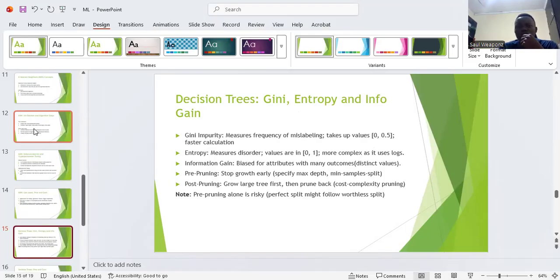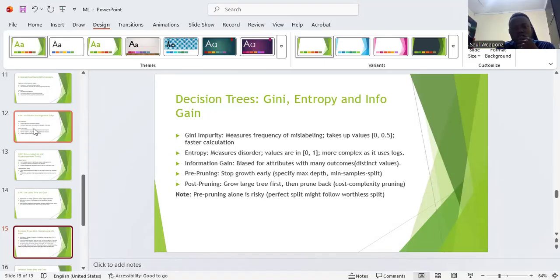Then we are going to look at decision trees. We are going to look at terms like Gini, entropy, and information gain. Gini impurity is basically a measure of the frequency of mislabeling, and it takes values between 0 and 0.5. Entropy, on the other side, measures the process disorder, and its value goes over a bigger range, 0 to 1. Given the fact that it makes use of logarithms, entropy is of course more complex. Then information gain is biased toward attributes with many outcomes.